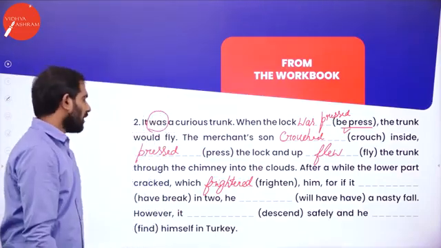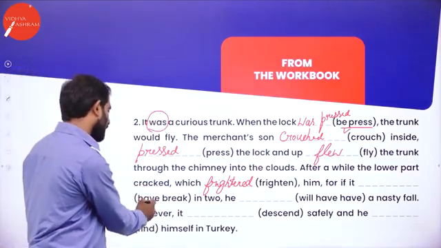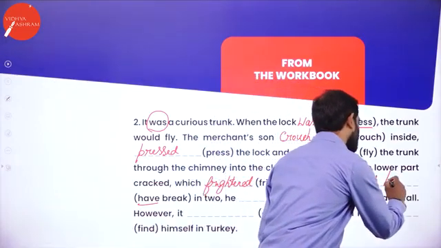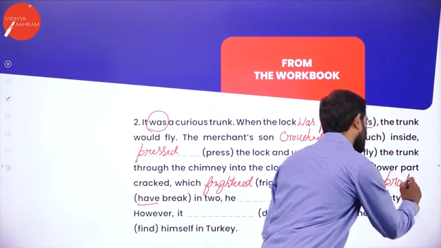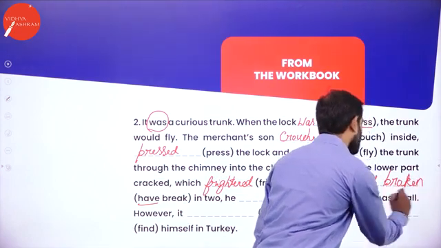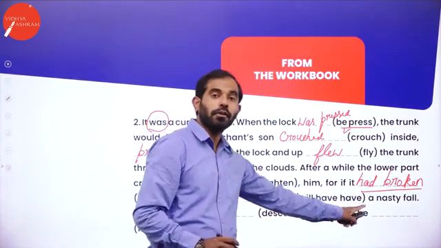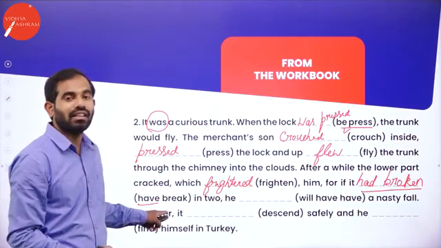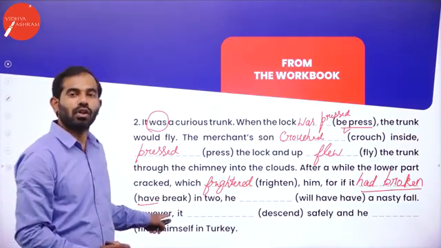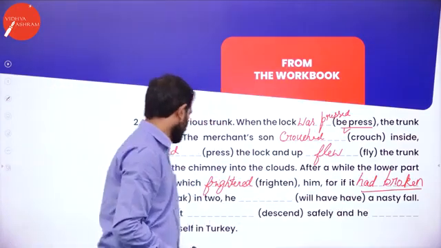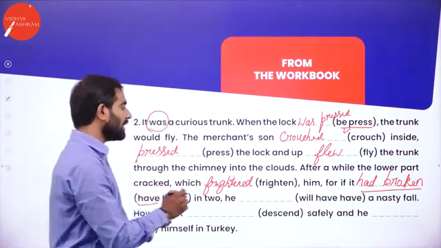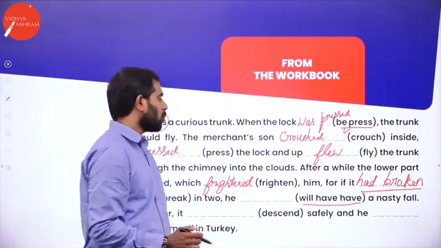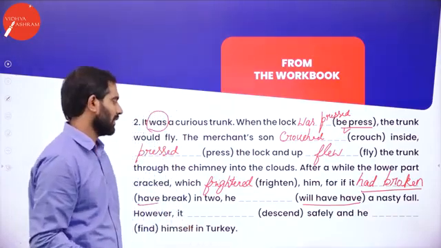him, for if it have becomes had. If it had, break becomes broken. If it had broken, remember this is past perfect. Had broken, you cannot use breaking or had been broken. No, had broken into he. Now this is very curious here, very important, a very tricky question. Why are two halves given here?